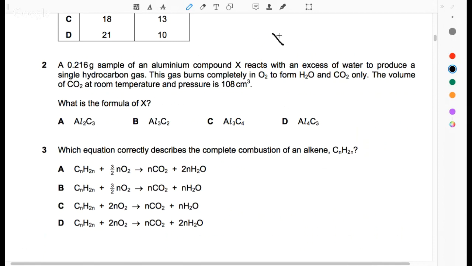Well, we don't really know what this is. We also don't know what this is, the hydrocarbon gas. Yeah, so you can write it as Y maybe. And then Y reacts with oxygen.